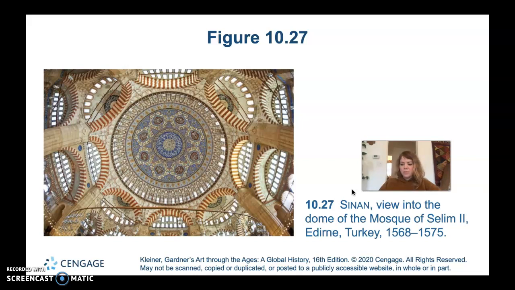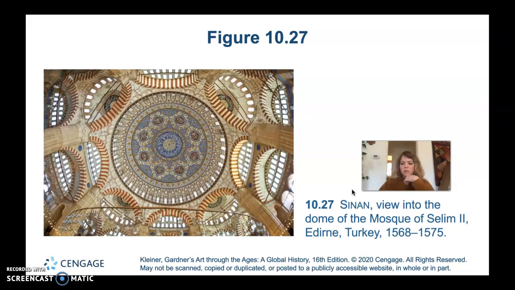This use of numerical ratios in architecture is very reminiscent of Greek architecture, where the Greeks used these ratios to create harmony and order. So that's what Sinan did here with his Mosque of Selim II. And probably other things that he made too, but this particular piece is what we're looking at. It's very reminiscent of Greek architecture, where they use these mathematical ratios to create harmony.